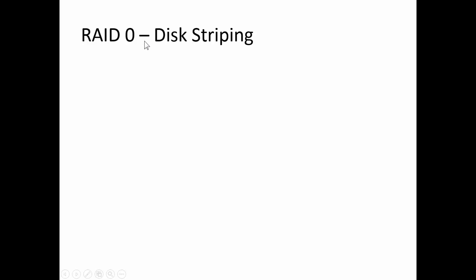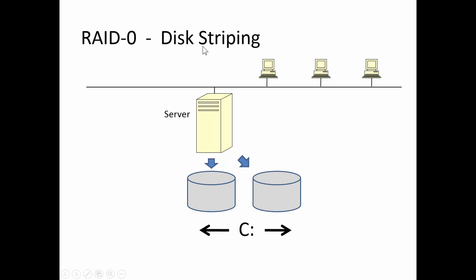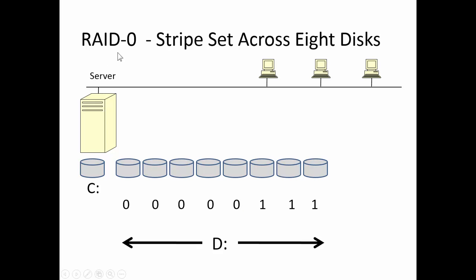Now let's look at RAID level 0, which is also called disk striping, and it looks a lot like spanning in that one logical drive letter is stretched across two hard disks, but the difference is with disk striping, the operating system writes to two hard disks simultaneously and therefore is much faster. This is an example of striping across two disks, but here's an example of striping across 8 disks.